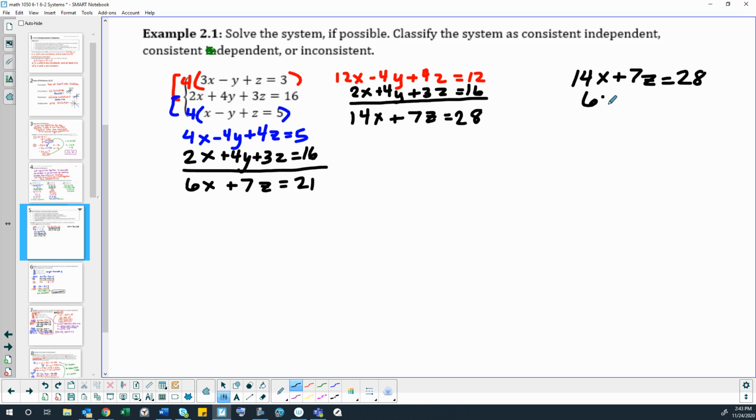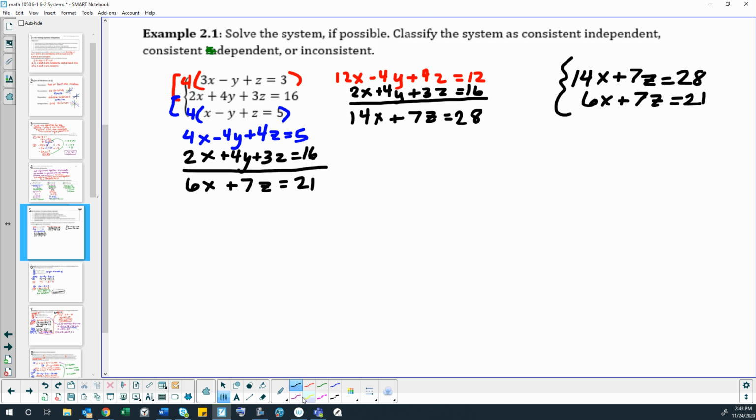And I have 6x plus 7z equals 21. I'm going to forget about y for a minute and just say this is my system. Okay, so forgetting about y, let's approach this like we just did our 2x2s. How are we going to get rid of one variable? Well, I think the most obvious thing to get rid of here would be z.